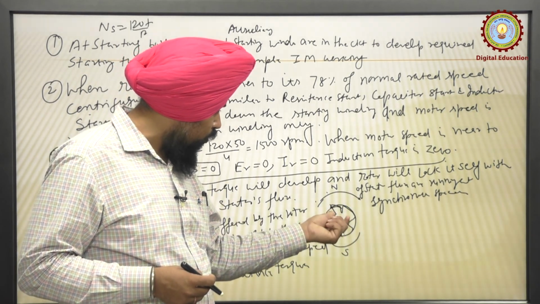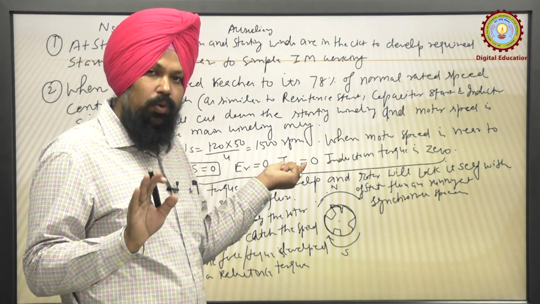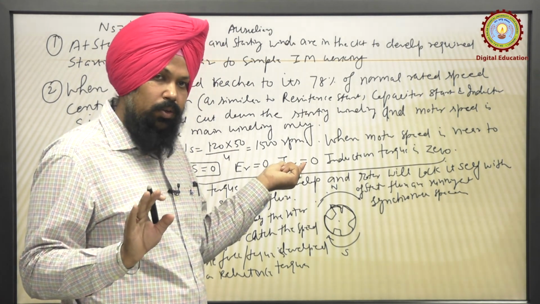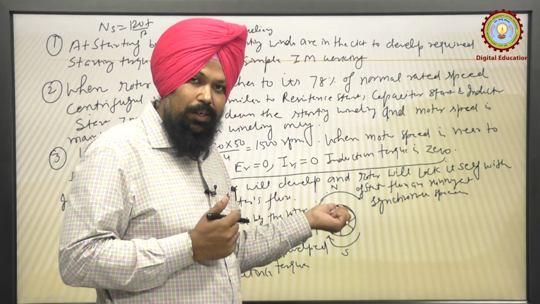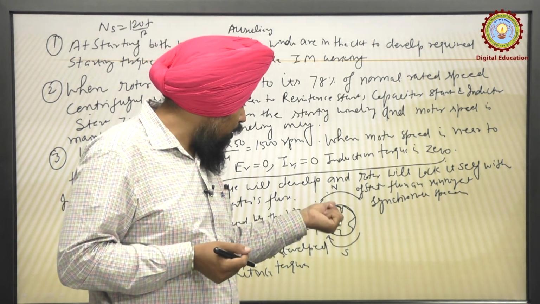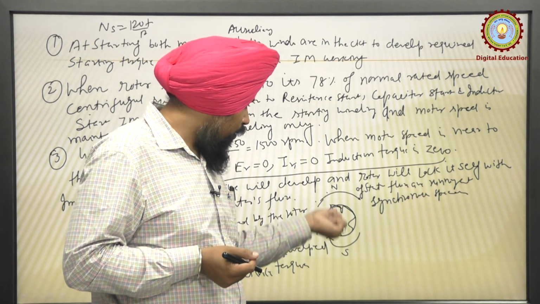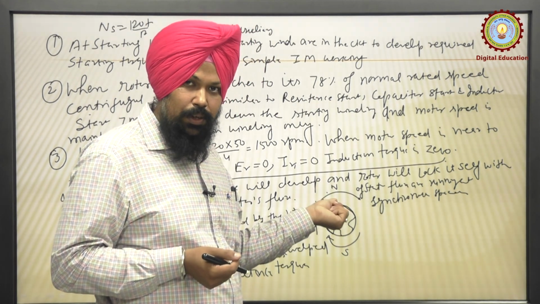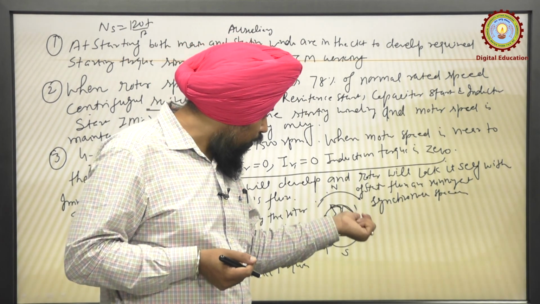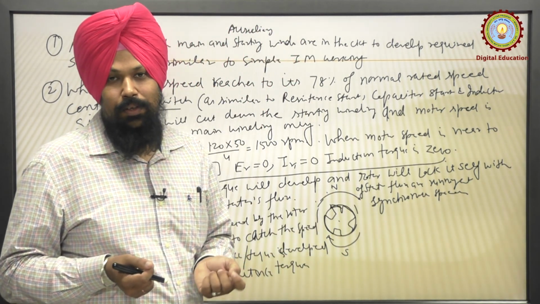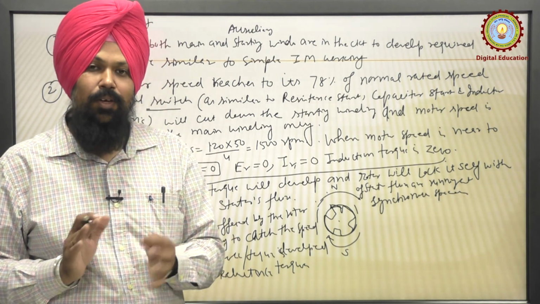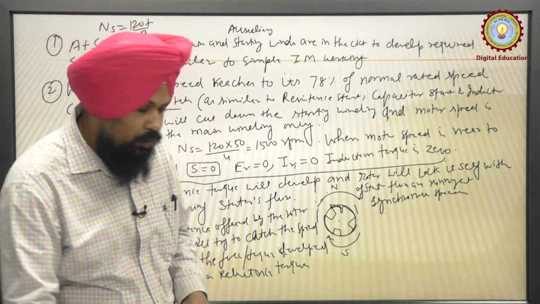As it approaches synchronous speed, induction torque is 0, no problem, induction torque is 0, but another torque will develop due to this variable reluctance, so that it will make the lock with the stator running flux, okay, and that torque will be able to maintain its speed at synchronous speed. This is all about the working principle of the reluctance motor.